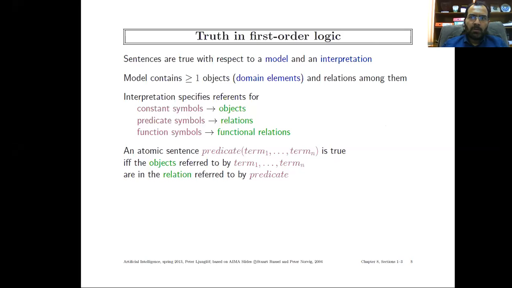So here we will talk about truth in first order logic. How we will determine the truth value. Syntax, as we have already discussed, means the representation of the sentences. Now we want to see how to evaluate truth in first order logic. So in FOL, always remember that sentences are true with respect to a given model and an interpretation.